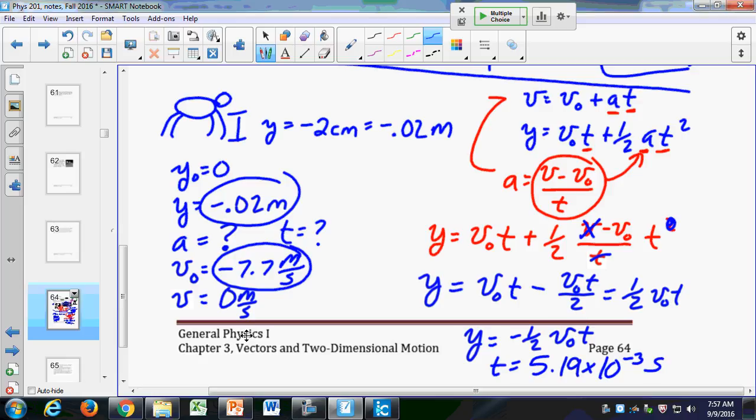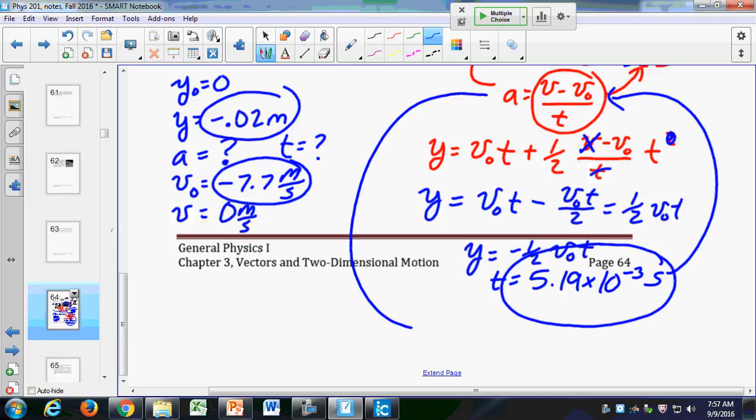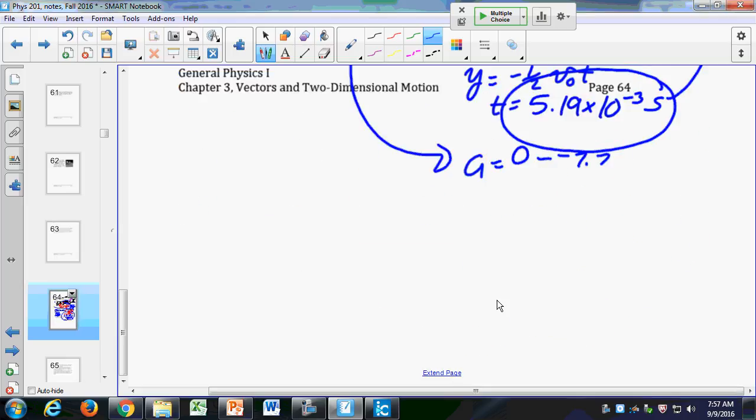seconds. And then I really want to find the acceleration. So I take this and I plug it in up here, and I get the acceleration equals 0 minus negative v naught, which is 7.7, divided by t, which is 5.19 times 10 to the minus 3. That is equal to 1480.